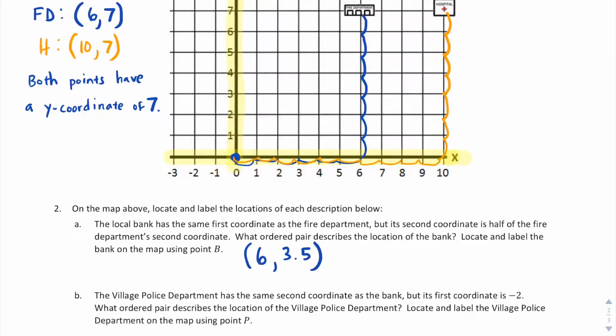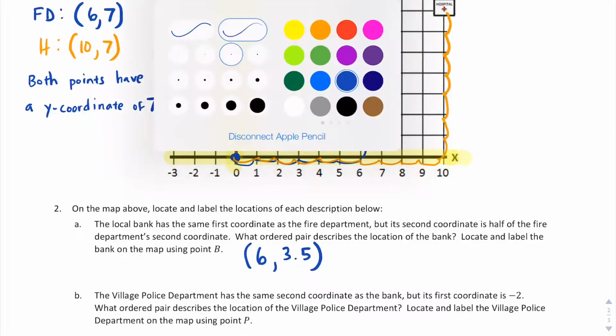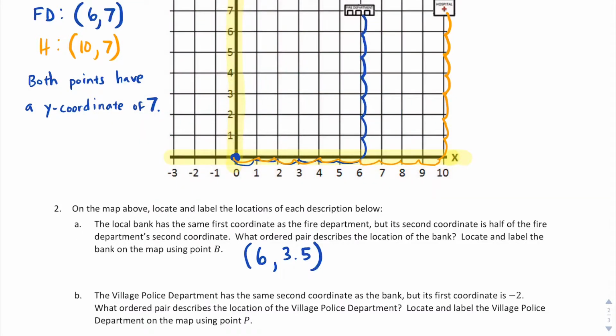Now let's locate and label this on the map. So 6, 3.5, let's use a different color. 6, 3.5, well, I start at the origin as always. I need to move over 6, 2, 3, 4, 5, 6. And then my y-coordinate says to move up 3.5. 1, 2, 3, and then a little half jump there. So right in between, I have my coordinates of 6, 3.5, locating the bank.